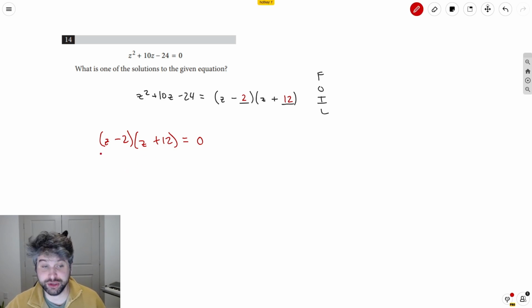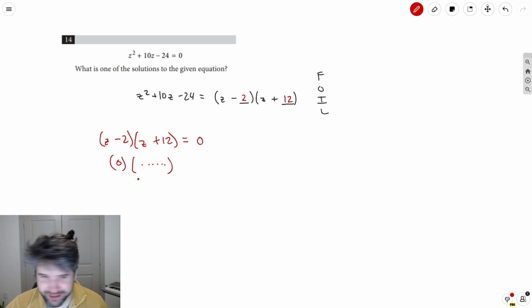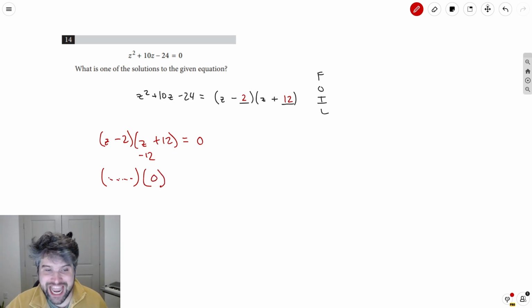When you plug in a 2, you get 2 minus 2 here, and that's going to be 0. And you could plug it in here to z plus 12, you'll get a number, but it doesn't matter what that number is, because 0 times any number equals 0. Similarly, if you plug in negative 12 for z, then this factor is going to be negative 12 plus 12. That gets you 0. Doesn't matter what this factor is equal to, because anything times 0 gets you 0.